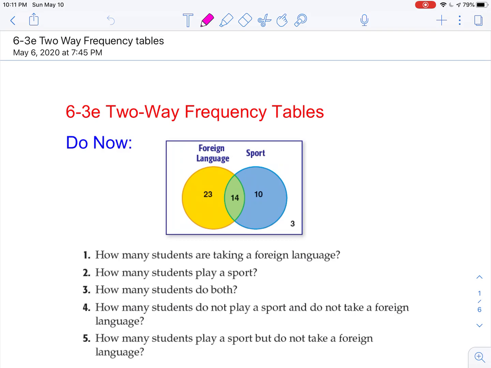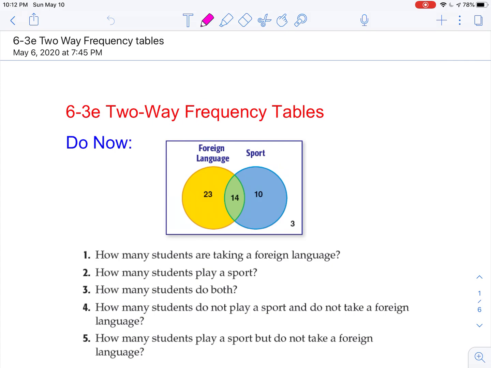To start us off, we're going to take a look at a Venn diagram comparing students who are taking foreign language to students who are on a sports team. So, the one thing we need to remember about a Venn diagram is each circle represents the title above it, and the overlapping part is the area that satisfies both of those categories.